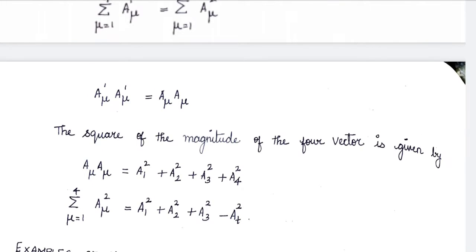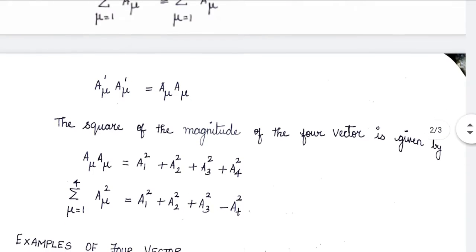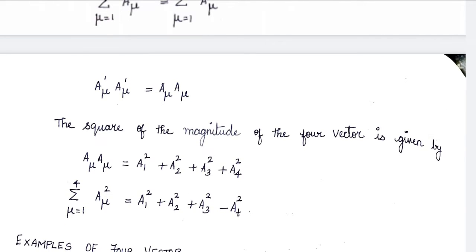The square of the magnitude of the 4 vector can be simply written as a mu into a mu is equal to a1 square plus a2 square plus a3 square plus a4 square, where a4 is i a t, which can be replaced by minus a t square. This also tells that under this Lorentz transformation, the 4 vectors remain invariant. The square of the magnitude of the 4 vector remains invariant.